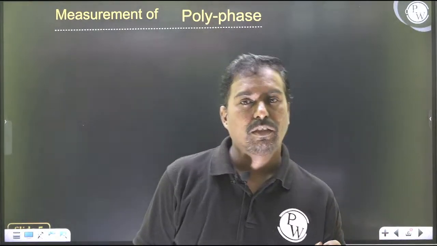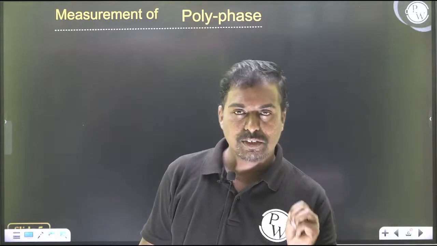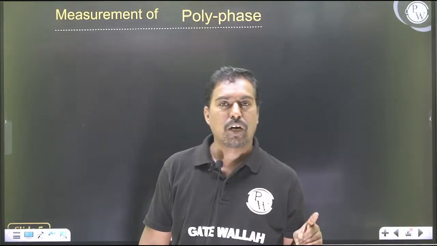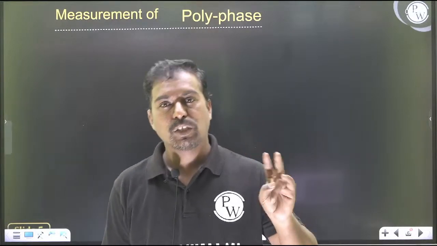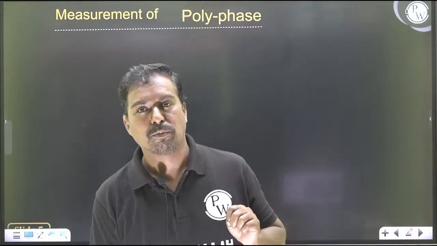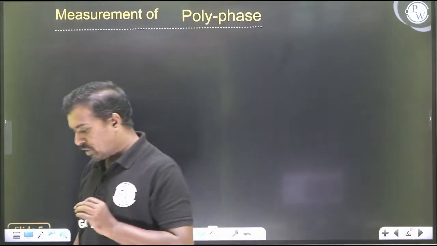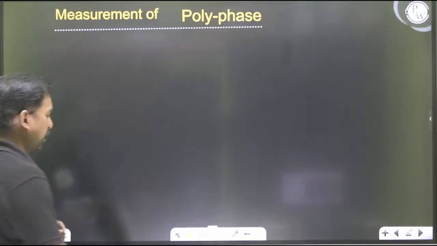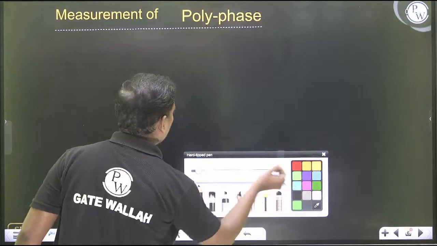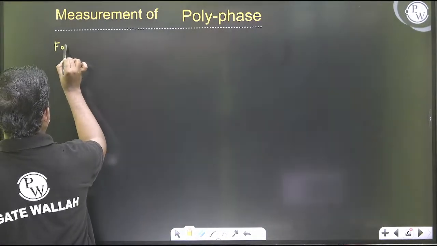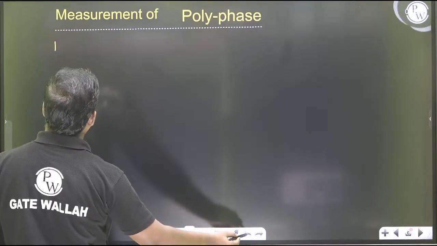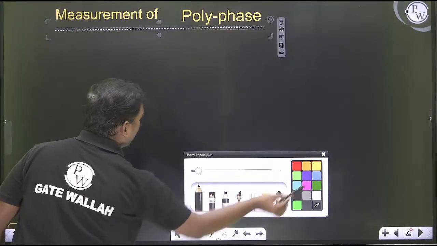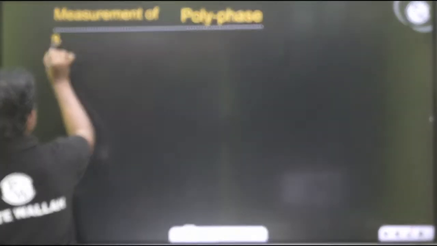neutral wire, then we require 3 wattmeters. For an n-phase balanced system, if there is no separate neutral line, then we require n-1 wattmeters. Okay, so please remember this concept. Okay, so this is a basic point. So this is what we call Blondel's theorem. What theorem do we call it? We call it Blondel's theorem.